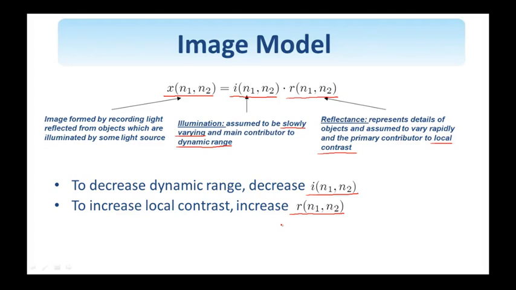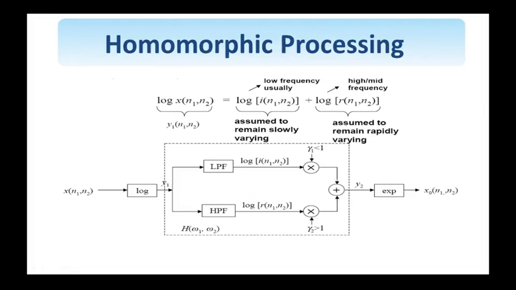Clearly the difficulty, the challenge, is that I have the product of these two terms, the illumination with the reflectance, and I would therefore like to separate them before being able to process each one separately according to my objectives. Homomorphic processing comes to our rescue. The main idea behind homomorphic processing is to take the original signal, the original image, and through the logarithmic operation map it onto another domain.